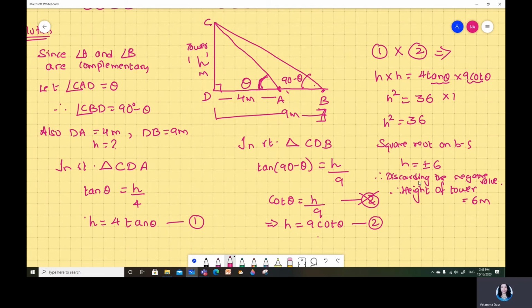I hope, students, you have understood this particular application of trigonometry sums very thoroughly. Practice will make you perfect. Thank you, students.